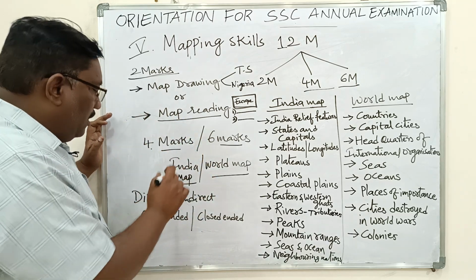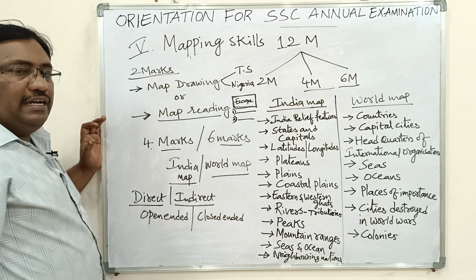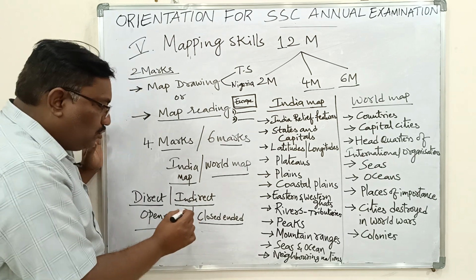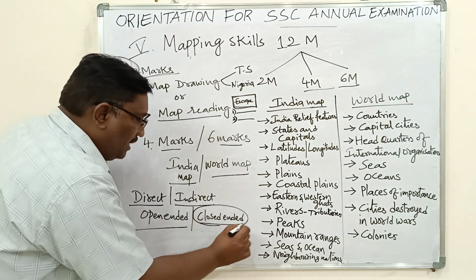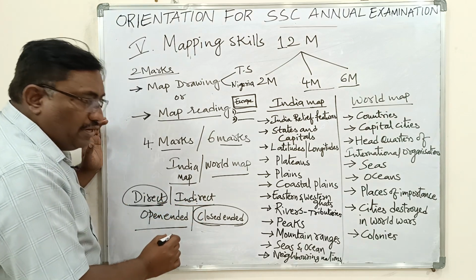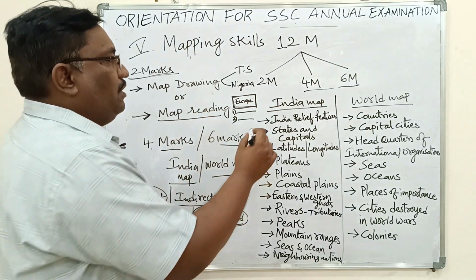In map pointing we can expect some questions like direct questions and indirect questions, and some open-ended questions and some closed-ended questions. Closed-ended questions are nothing but the direct questions. Indirect questions and open-ended questions are of different types. I will explain to you later on. Let us see, first of all, the India map.